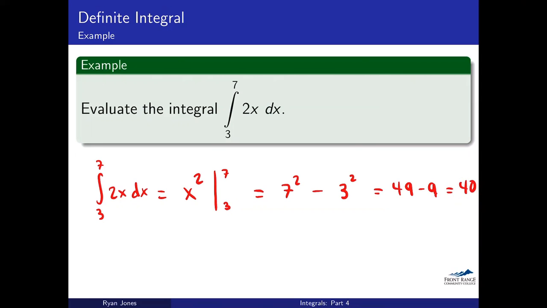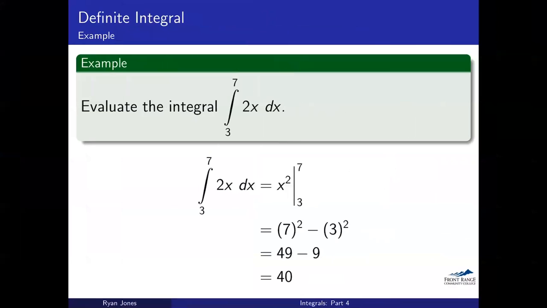And what you'll notice here, let me space this out a little bit better. What you'll notice is that there's no plus C. There's one answer here. We get a specific answer of 40. We get a definite answer, a definitive value for this integral. This integral is equal to 40, and that's it. There's no plus C. I can't change it around. It is just equal to 40 exactly. And that's why we call this a definite integral.